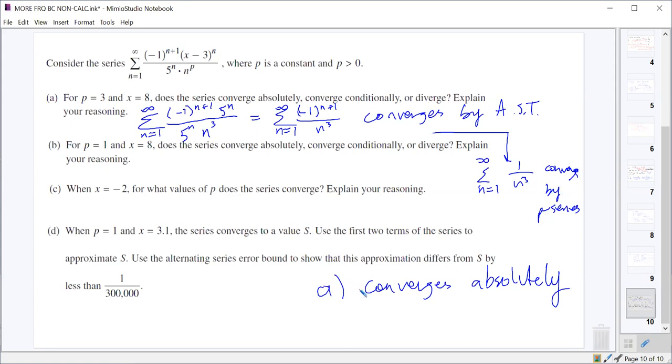Everybody good with A? That was 2 points: 1 if you did this, and 1 if you said this. John, you good with that? Yeah. All right. Part B, if p equals 1 and x equals 8, so that's going to give us the series from n equals 1 to infinity, negative 1 to the n plus 1.